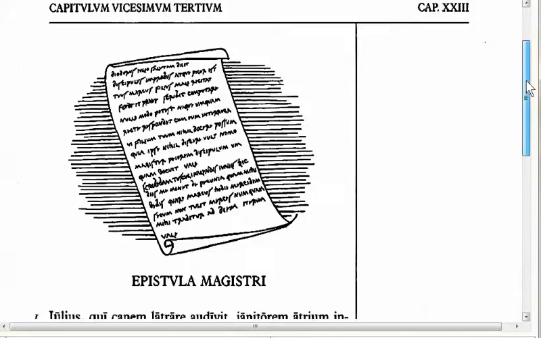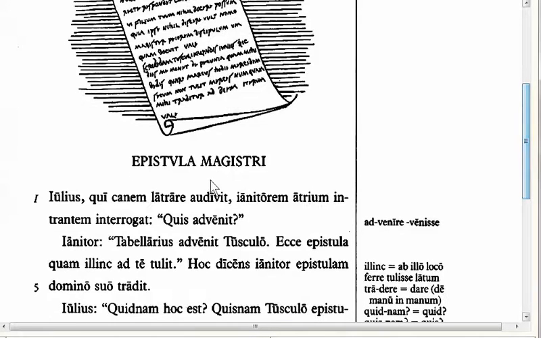Let's look at our first feature in the text, found in line 2. So we have: Julius, qui canem latrantem audivit, janitorem atrium intrantem interrogat: quis advenit? Julius, who heard the dog barking, asks the doorman entering the atrium, who arrived?